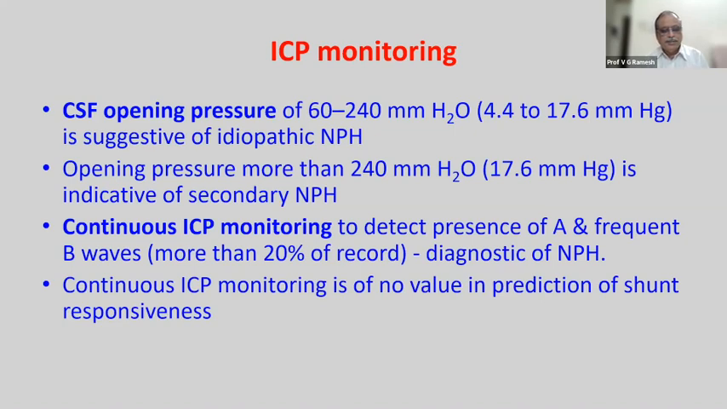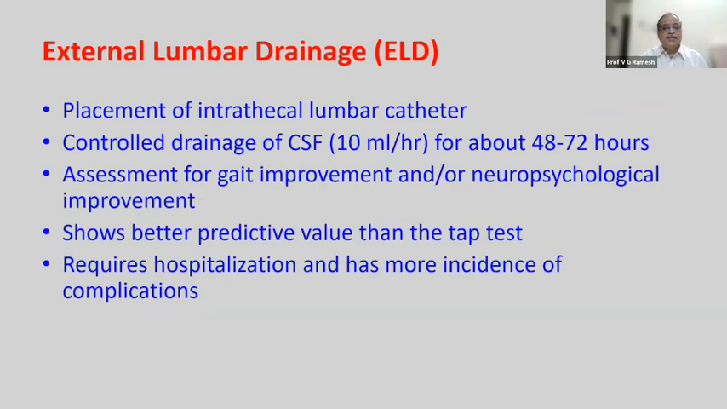But ICP monitoring is of no value in predicting the shunt responsiveness. It is a more invasive procedure, it requires certain equipment, and you have to hospitalize the patient to diagnose this. The other one is the external lumbar drainage, where you place an intrathecal lumbar catheter and control the drainage of CSF at 10 ml per hour for about 48 to 72 hours, and look for improvement in gait and also neuropsychological improvement.